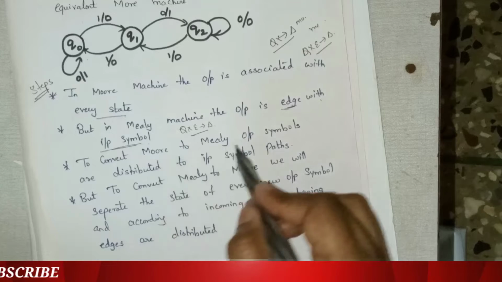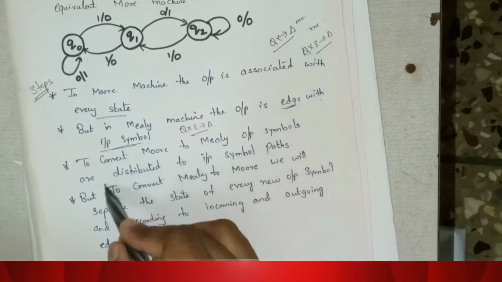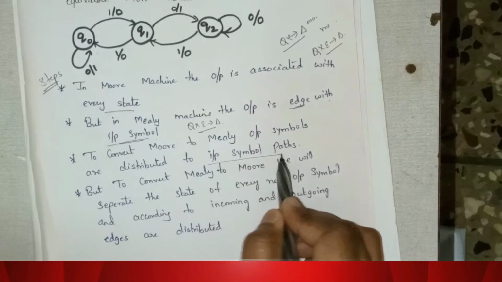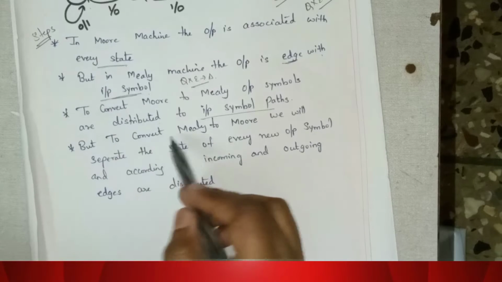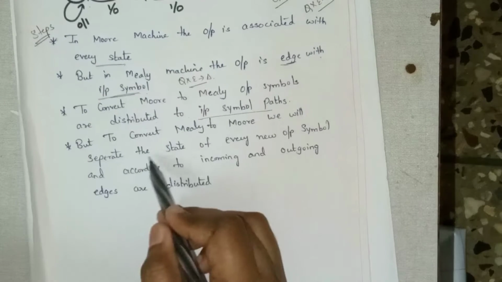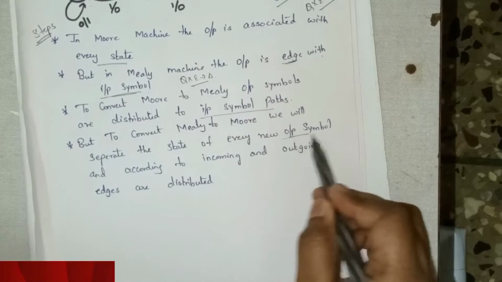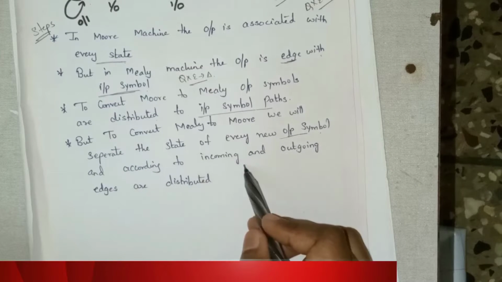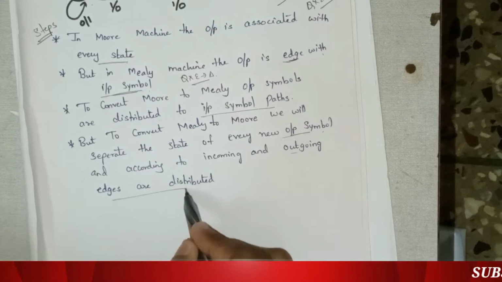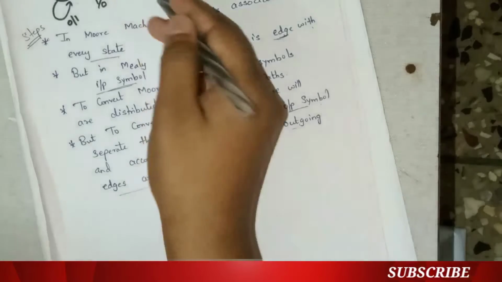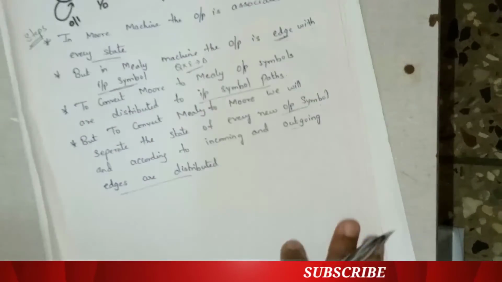To convert Moore to Mealy, output symbols are distributed to input symbols. But to convert Mealy to Moore, we will separate the state for every new output symbol, and accordingly the incoming and outgoing edges are distributed. Let us draw the transition diagram of this Moore machine.